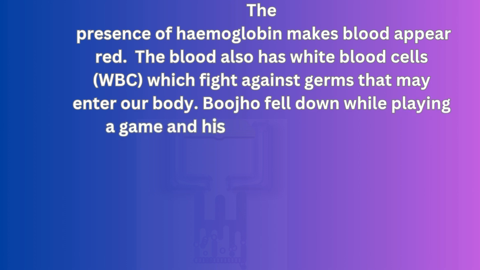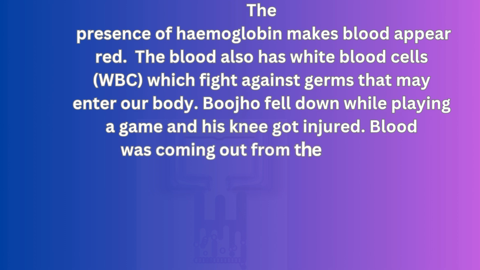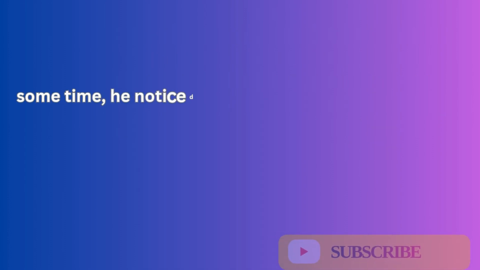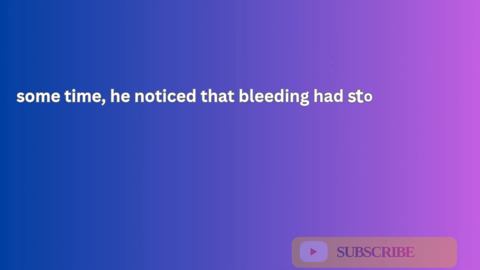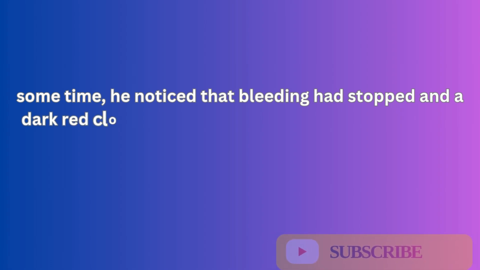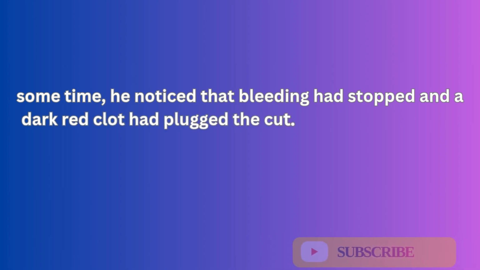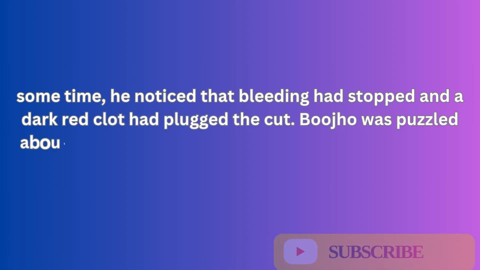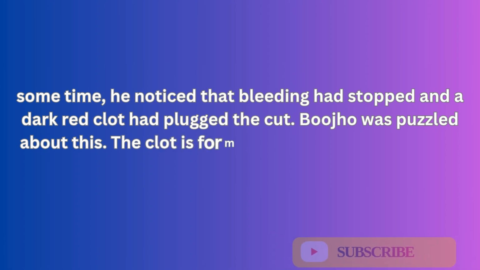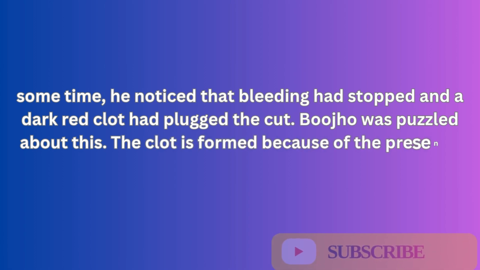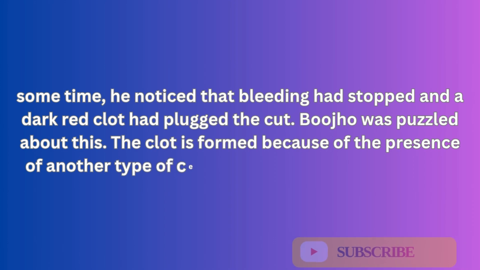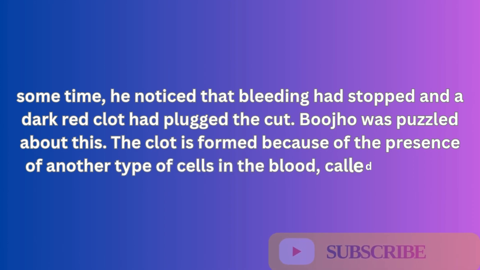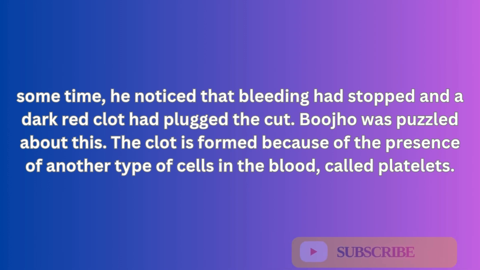Bujo fell down while playing a game, and his knee got injured. Blood was coming out from the cut. After some time, he noticed that bleeding had stopped, and a dark red clot had plugged the cut. Bujo was puzzled about this. The clot is formed because of the presence of another type of cells in the blood called platelets.